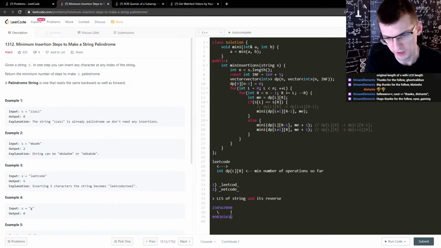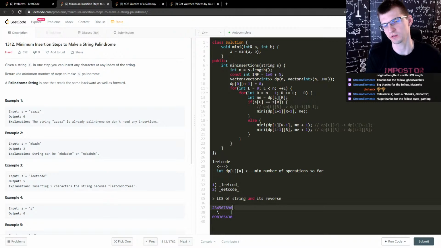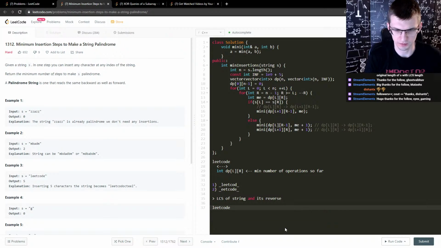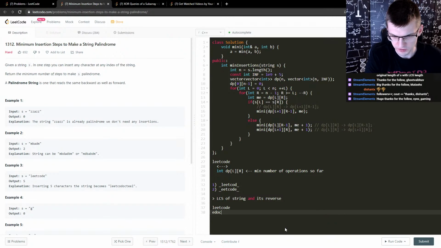Shouldn't we take like half of this LCS? No, we shouldn't. Should we? It's confusing a little bit. What about this: EDOCTEL? What's the common subsequence? Let's start with E, D, O, E, maybe those 3 characters.